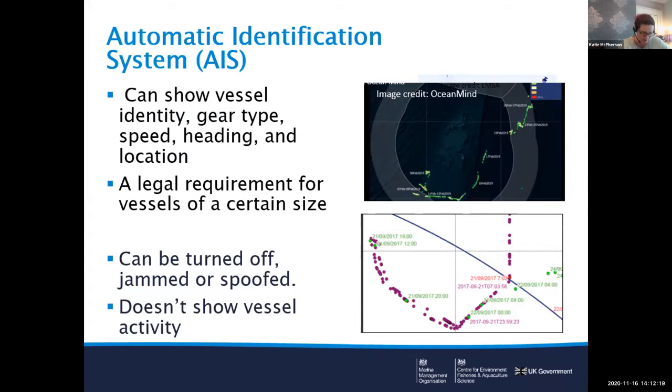And it can also be tampered with. It can be tampered with to show vessels in different locations to what they actually are. And it can show up incorrect names or old names. The biggest drawback is that it can simply be switched off. And that's where we've started to use SAR surveillance to help identify these vessels which are switched off their AIS and are operating as dark vessels.